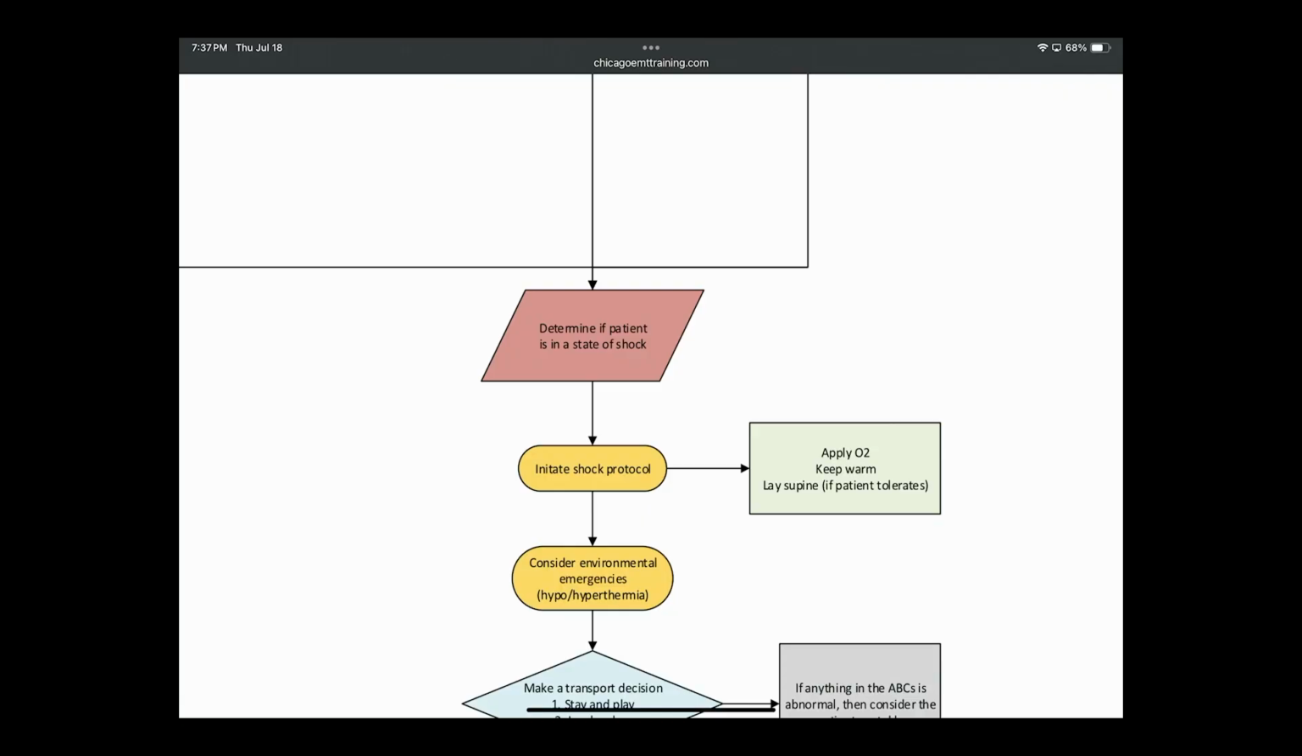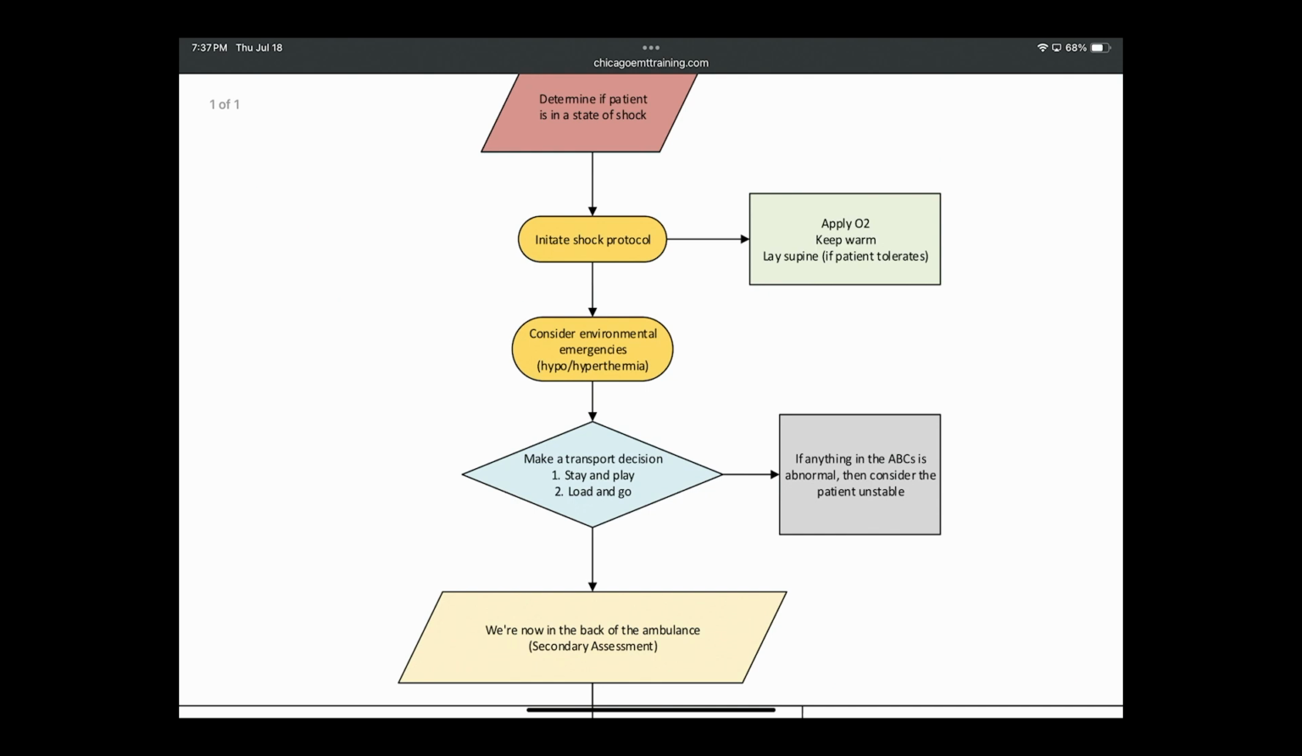Don't forget to consider environmental emergencies like hypo and hyperthermia. We're going to make a transport decision, and it's either load and go or stay and play. And to be honest, it's not like we're staying on the scene for a prolonged period of time. It's more so a sense of urgency. And if anything was unstable in the ABCs, we have a heightened sense of urgency that we really want to continue our secondary assessment on the way to the hospital, right?